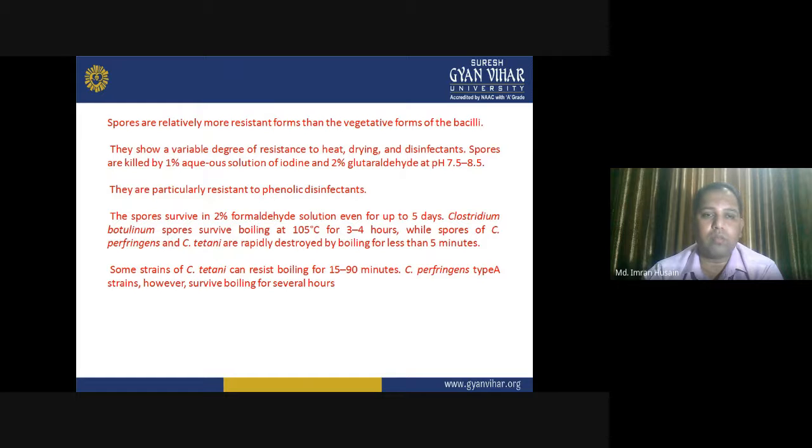Clostridium botulinum spores can survive boiling at 105 degrees centigrade for 3 to 4 hours, while spores of Clostridium perfringens and Clostridium tetani are rapidly destroyed by boiling for less than 5 minutes. Some strains of Clostridium tetani can resist boiling for 15 to 90 minutes, and Clostridium perfringens type A strains, however, survive boiling for several hours.